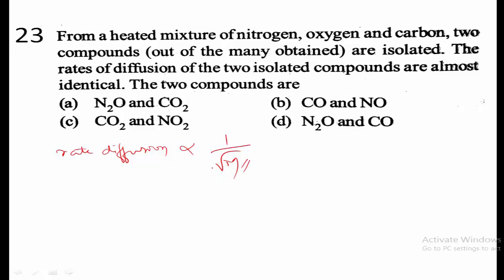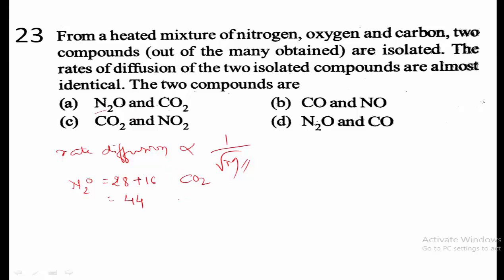If you find the molar mass of these compounds, whichever pair has the same molar mass, those will have the same rate of diffusion values. Okay, so let us find one by one. N2O: what is the molecular mass of N2O? N2 is 28 plus oxygen is 16, so 16 plus 28 is 44. And another one is CO2.